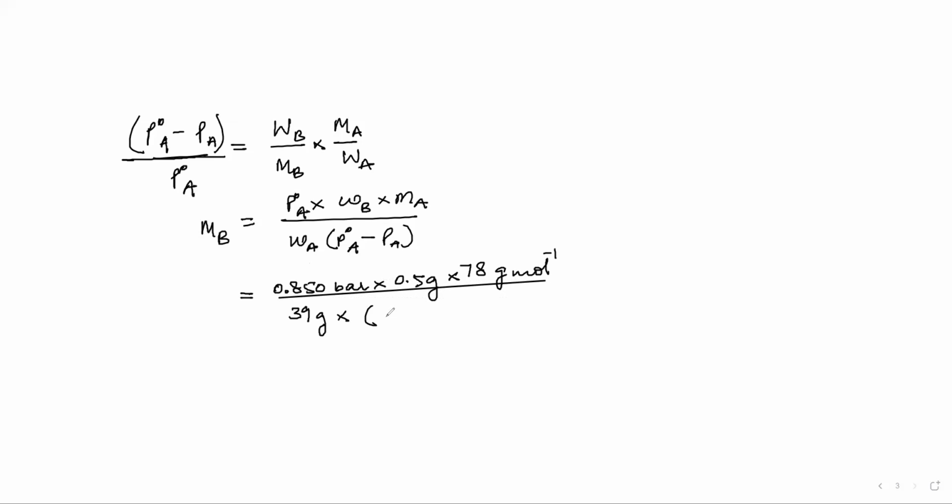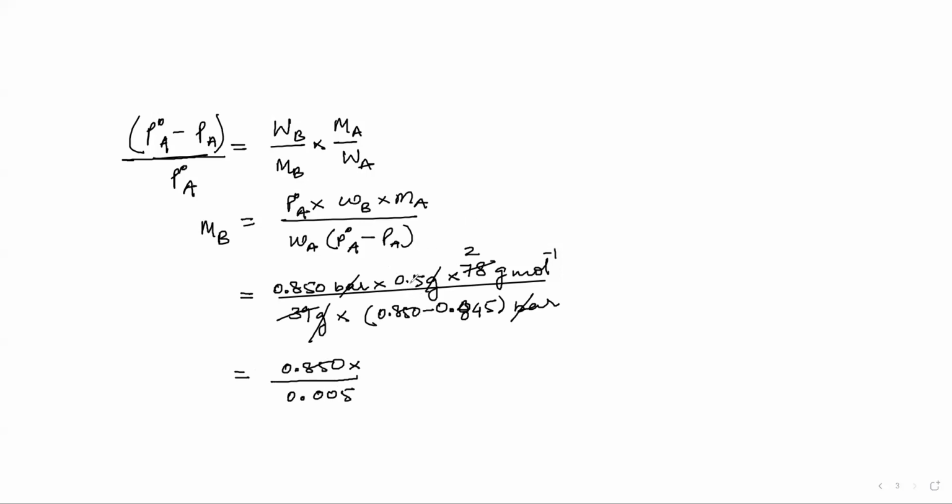This is equal to how much? This is equal to 0.850 minus 0.845, both in bar. So we can say this gram and this gram can cancel out, this bar and this bar can cancel out, and we will get gram per mole in the answer. Now you can see 39 2s are 78. Okay, I guess 0.850 into, there is something. Okay, now here we have what? 0.005.